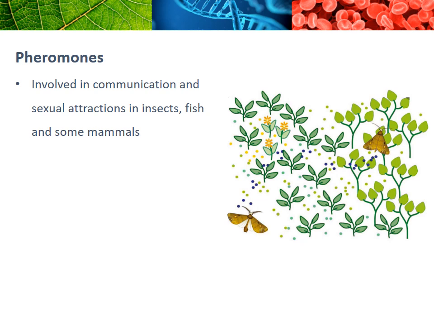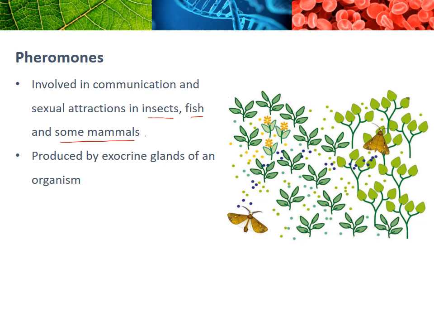Okay, next we've got pheromones. Now, pheromones are a very specific type of signaling molecule. They're involved mainly in communication and sexual attraction usually in insects, fish, and in some mammals. So an example, if anyone's got a dog, when dogs pee on things in the park, and you kind of call it they're marking their territory, they're actually in their urine, releasing things called pheromones that other dogs will kind of notice. So the pheromone is the signaling molecule.